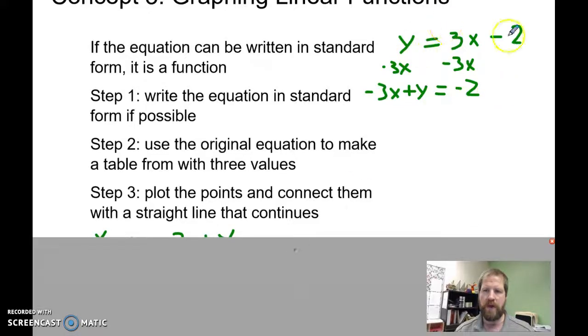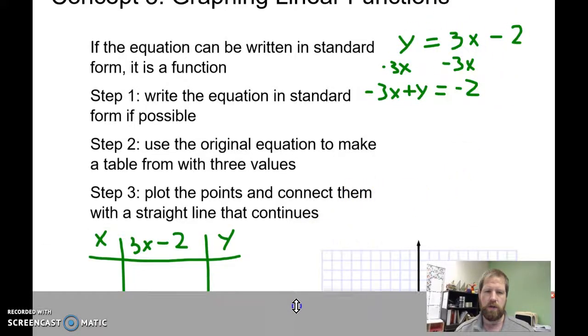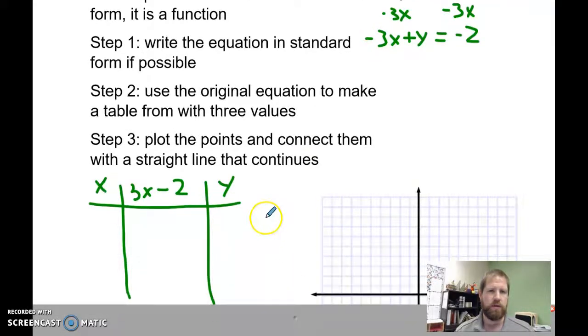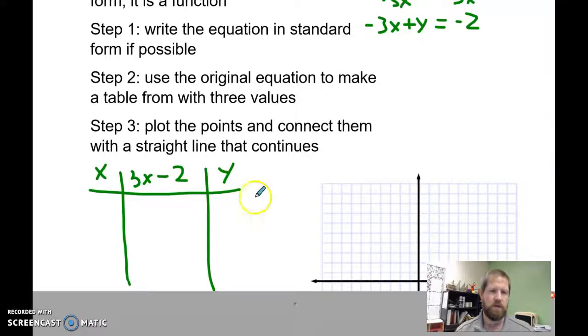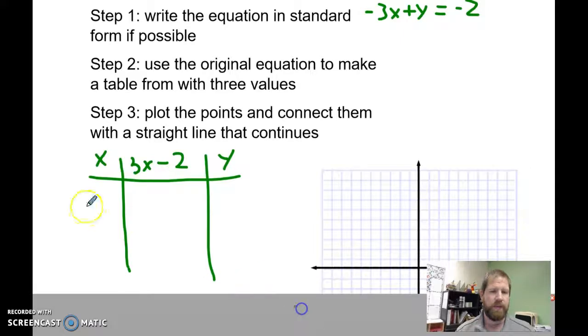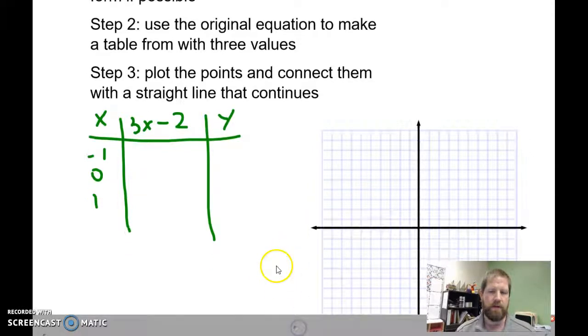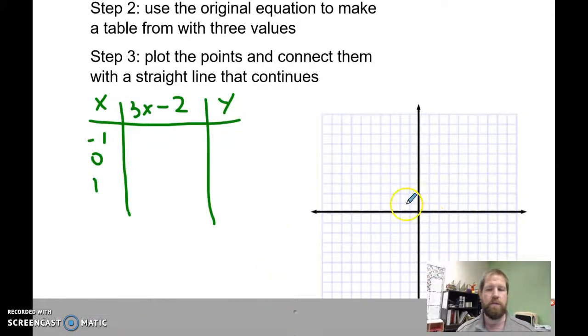I'm going to go back to my original, and I'm going to fill in a table. I can choose whichever values for x I want. You've got to use at least 3, and the ones I almost always suggest are -1, 0, and 1. They're going to be the easiest ones to figure out quickly, and they'll give you both sides of the y-axis and whatever point your y-intercept is.